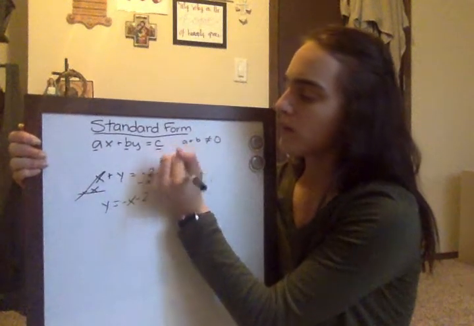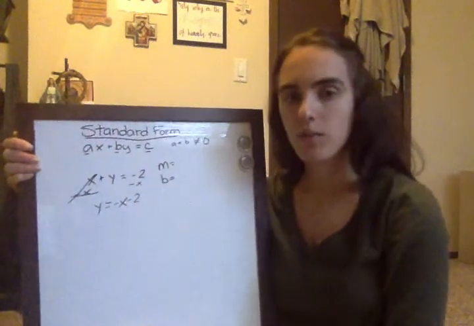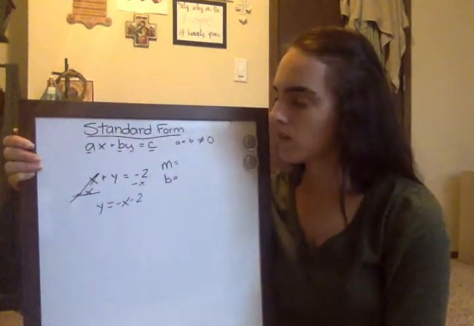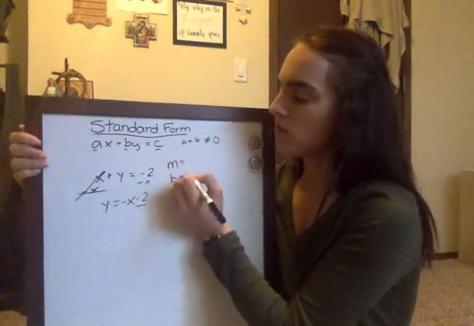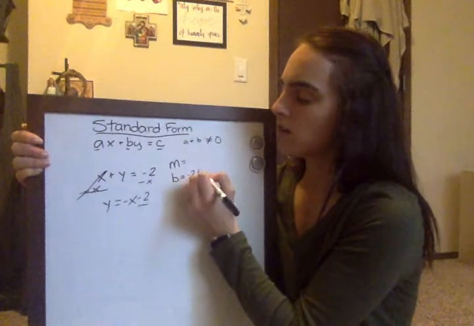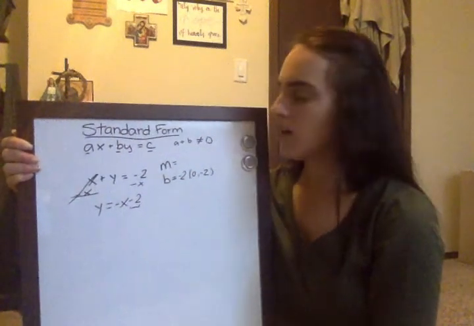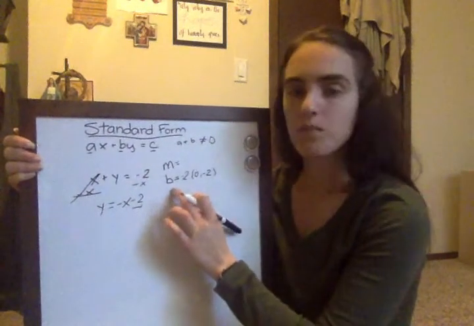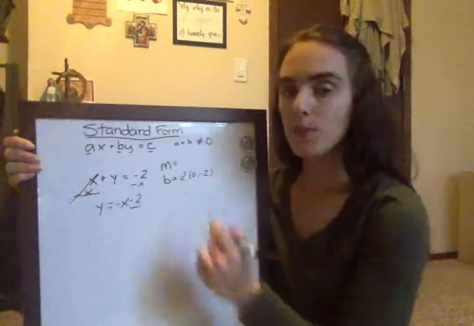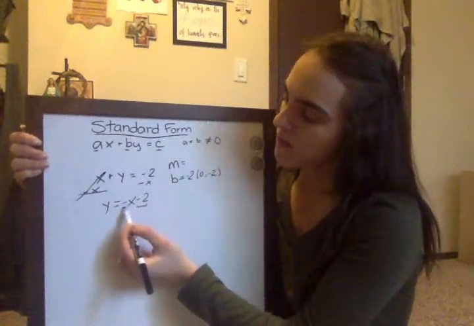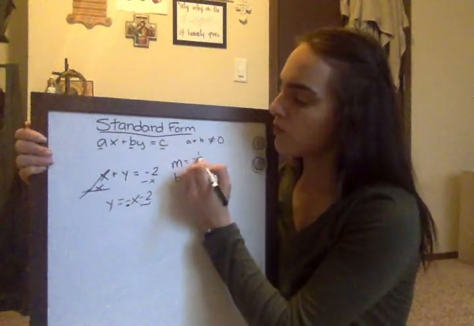So we need to find our slope and our y-intercept. My y-intercept would be negative 2, giving me the point 0, negative 2. My slope, there's a negative in front of my x. It's negative 1 over 1.